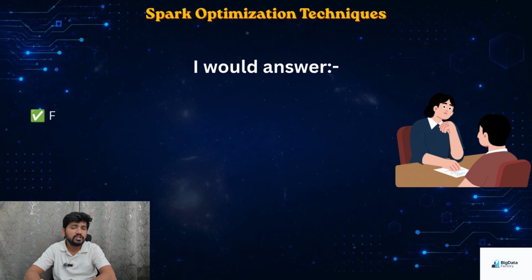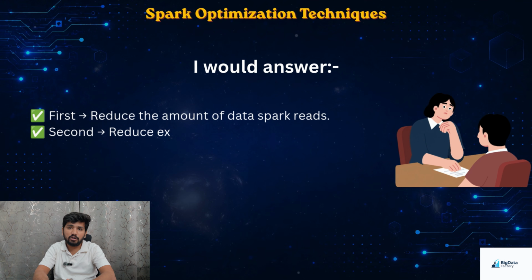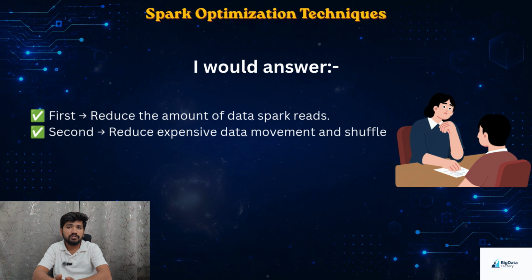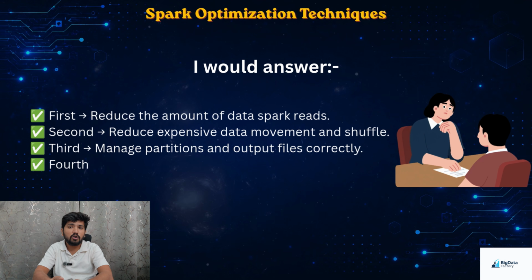So if an interviewer asks, what Spark optimization techniques do you know? I would answer like this. First, reduce the amount of data Spark reads by filtering early. Use predicate pushdown, select only required columns, and use columnar formats such as Parquet or ORC. Second, reduce shuffle by choosing the correct join strategy, broadcasting genuinely small tables, enabling or verifying AQE, and handling skew using automatic skew optimization or salting.